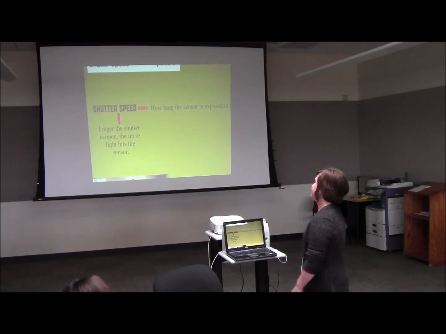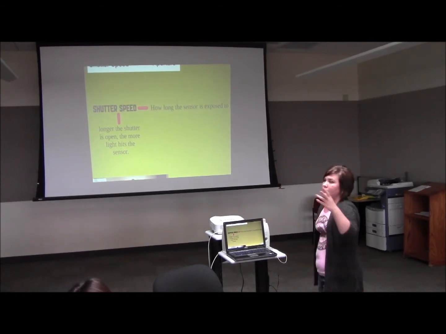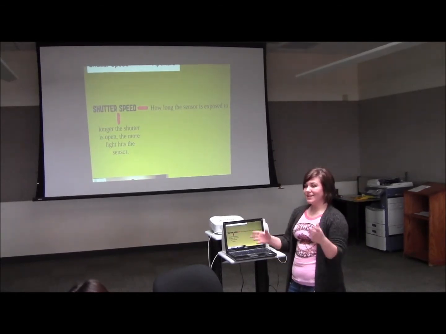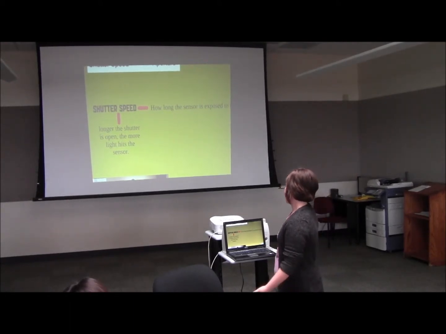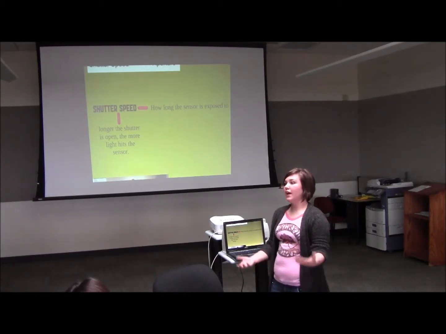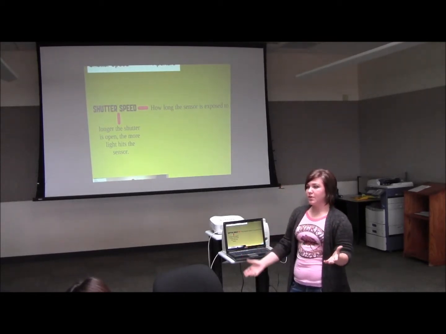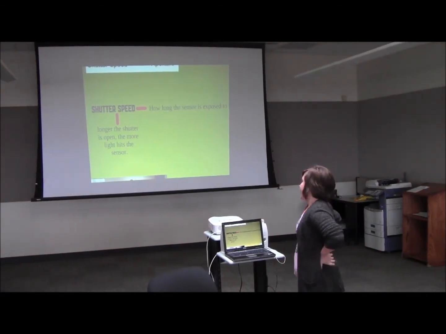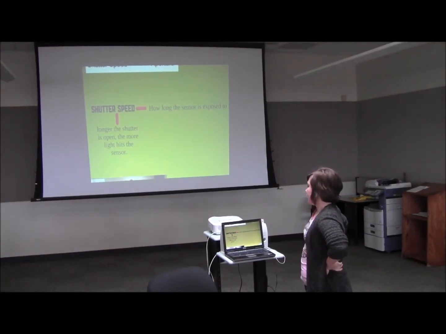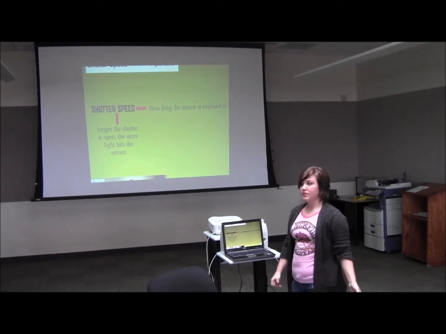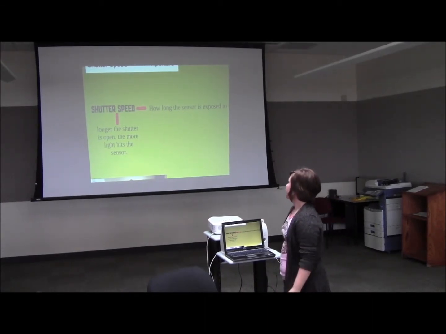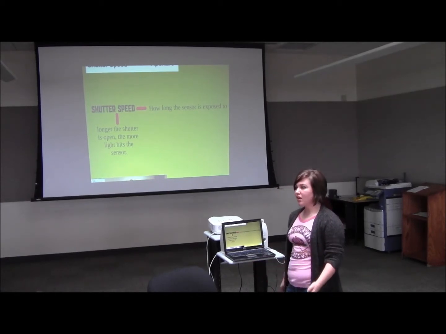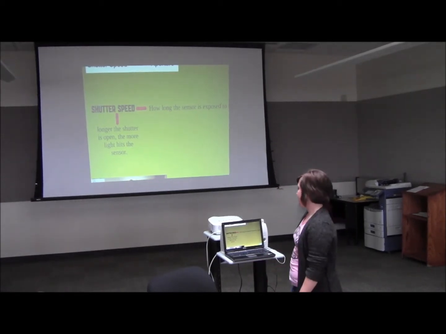And the shutter speed. The longer the shutter's open, the more light gets in and reaches the sensor. It's how long the sensor is exposed to light. Okay, the shutter speed is how long the shutter's open, and it lets more light hit the sensor. It's how long the sensor is exposed to light.